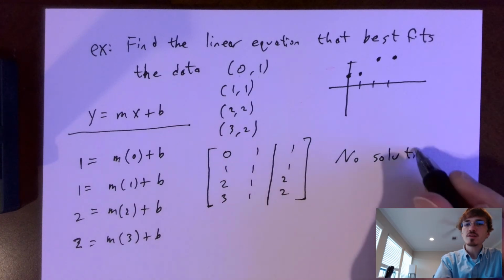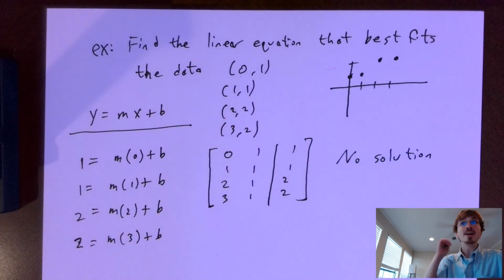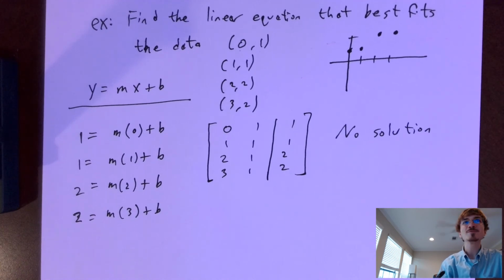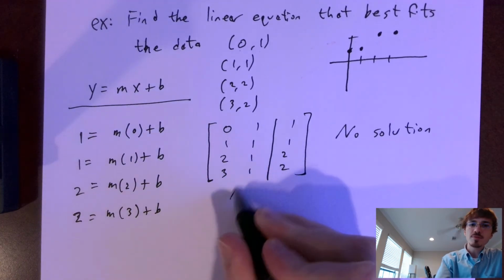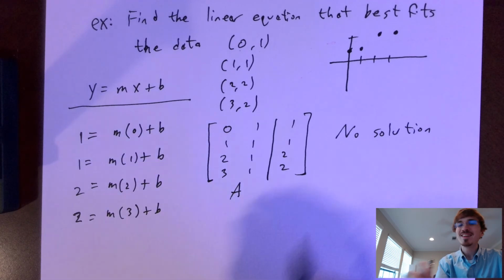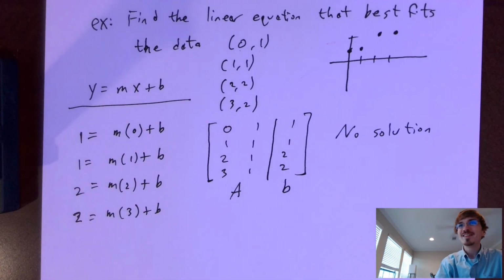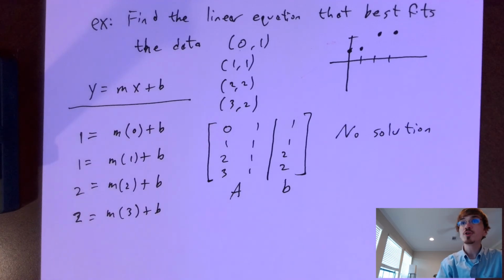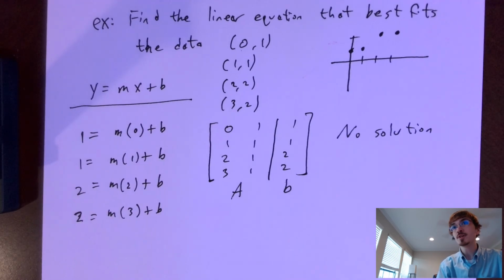So indeed, we cannot find a single line that exactly passes through all of these 4 points, but we want to find the best solution. So how can we do this? Well, let's call this matrix A. Let's call this vector B. And let's solve the least squares problem with A and B. So at this point, you should pause the video and try to solve this problem yourself.